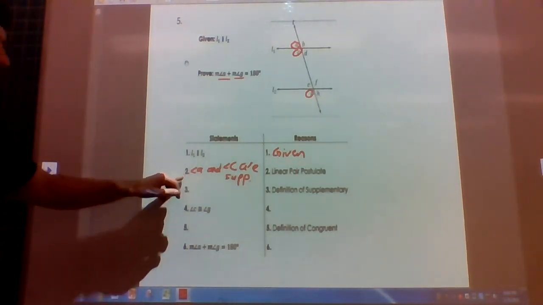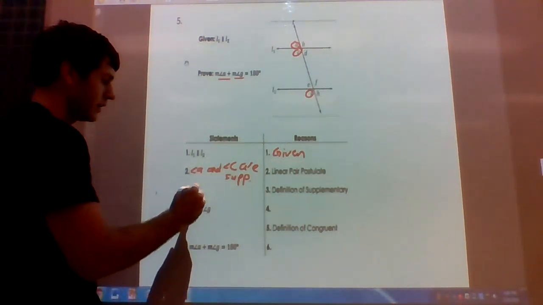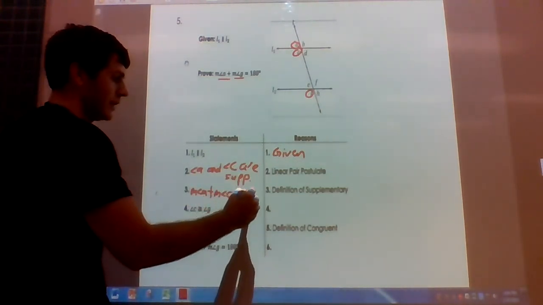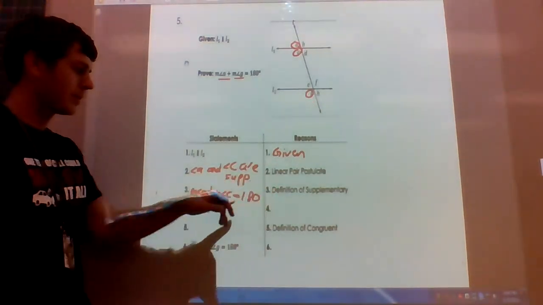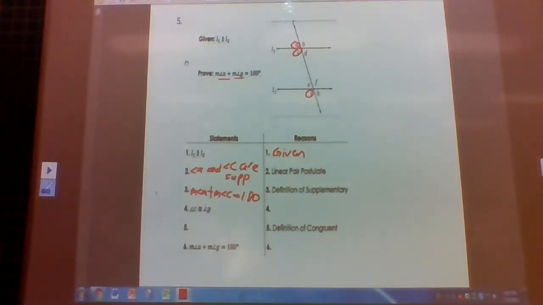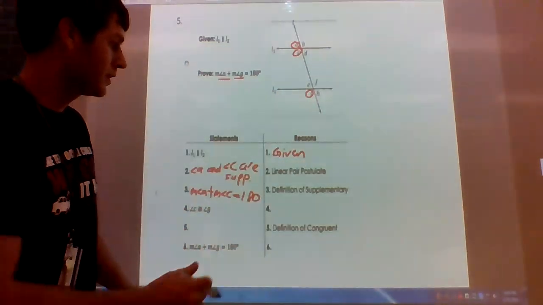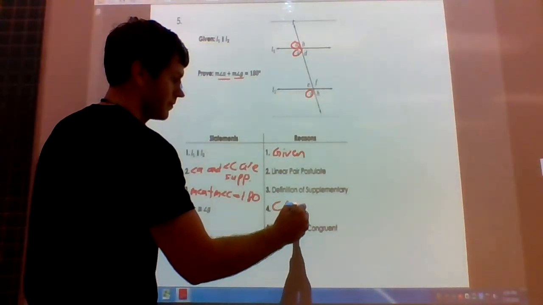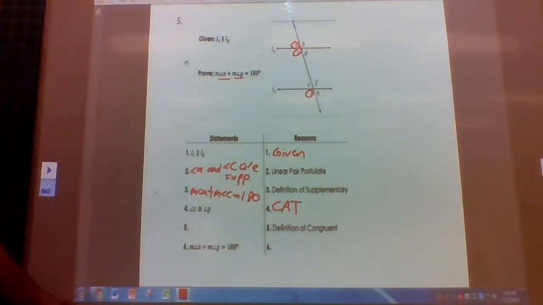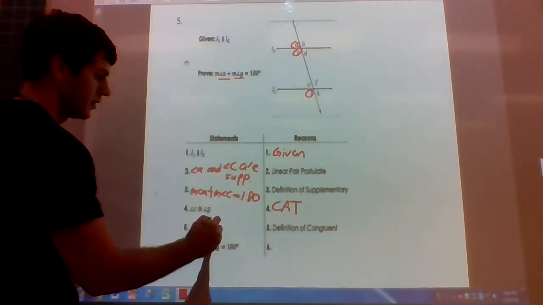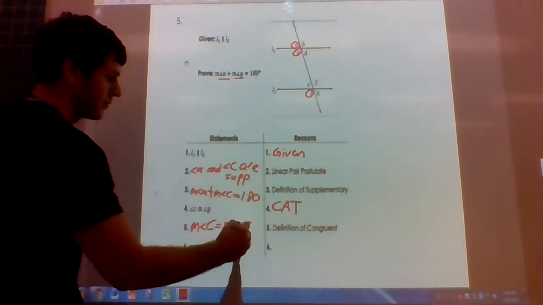Since angle A and angle C are supplementary, we know the measure of angle A plus the measure of angle C equals 180. That's what supplementary means. It means their angle measures add up to 180. Since the lines are parallel, we know C and G are congruent by the corresponding angle theorem. And the definition of congruent tells us the measure of angle C equals the measure of angle G.